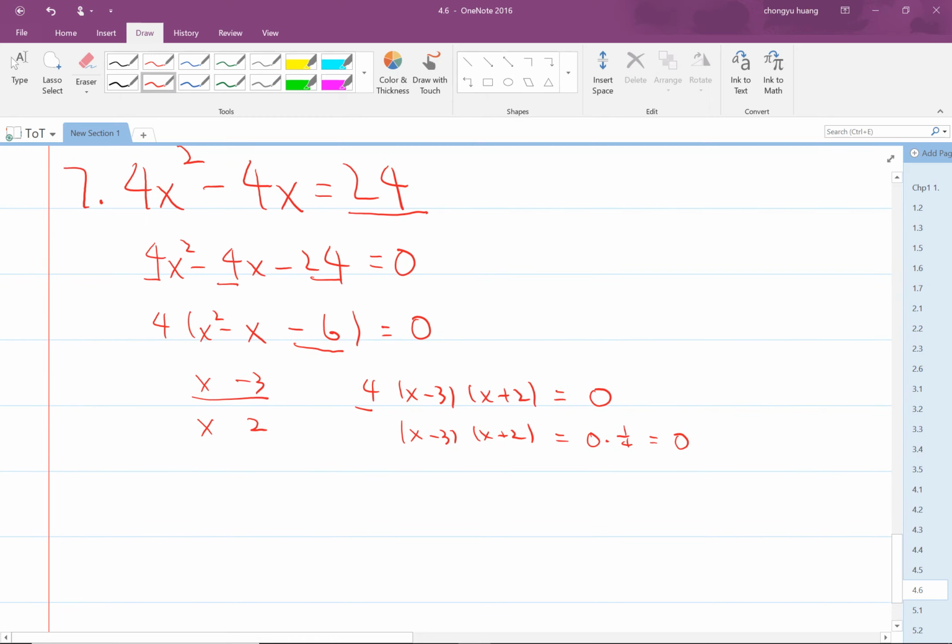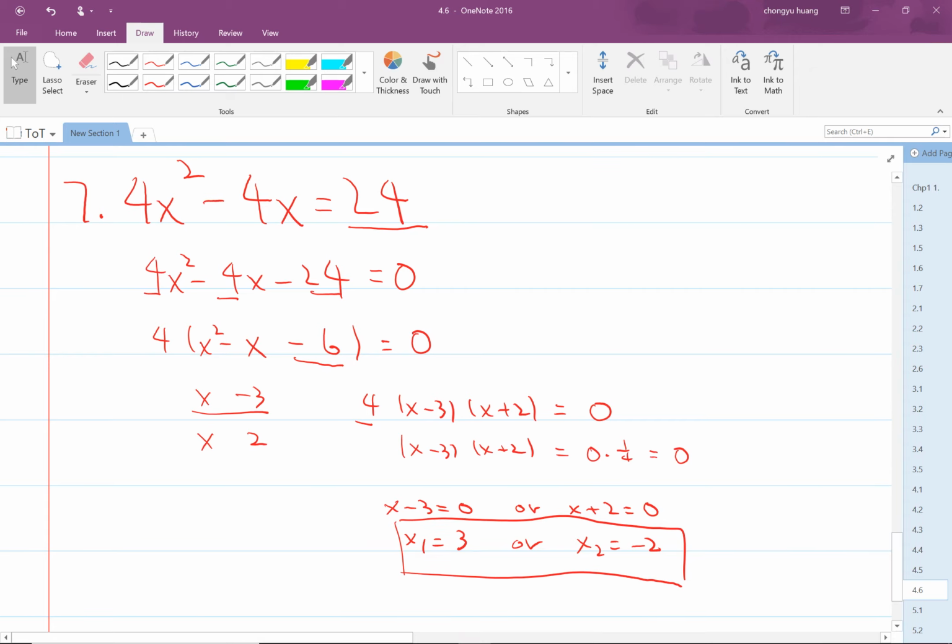Now we can apply the zero product property: x minus 3 equal to 0, or x plus 2 is equal to 0, right? So x1 is equal to 3, or x2 is equal to negative 2. This is the final answer, so we have solved question 7 over here. We basically already solved it, all right?